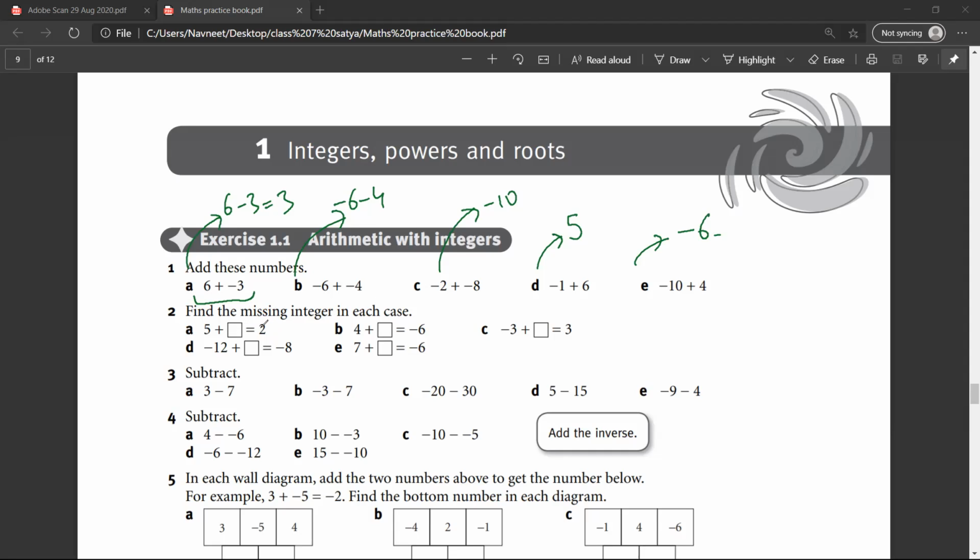5 plus dash is equal to 2. What should I write here? 5 plus, okay, minus 3. शाबाश. So 5 minus 3 would be equal to 2. Perfect. What should I write here? 4, minus 10. शाबाश.